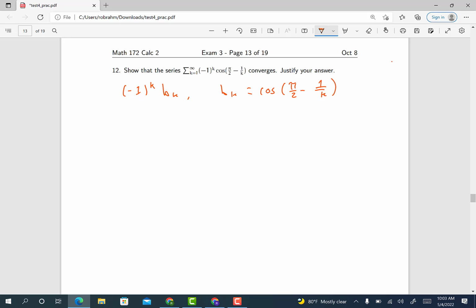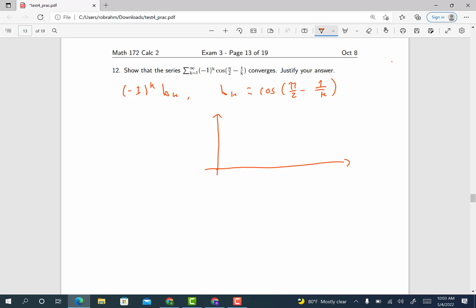Now, for this to be an alternating series, even before we apply the alternating series test, we have to make sure that it is an alternating series, which means the b_k's are all positive, or really the b_k's are always negative. They have to be of one sign. So let's sketch the graph of cosine. So you want cosine of pi over 2.